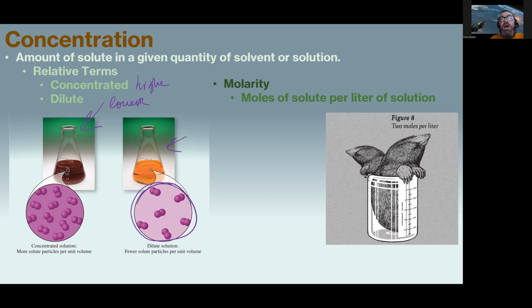Okay. And there are a lot of different units we could use to express concentration. For Gen Chem 1, we're going to stick to molarity. Okay. And molarity talks about moles of solute per liter of solution. And so we could express that as moles per liter.